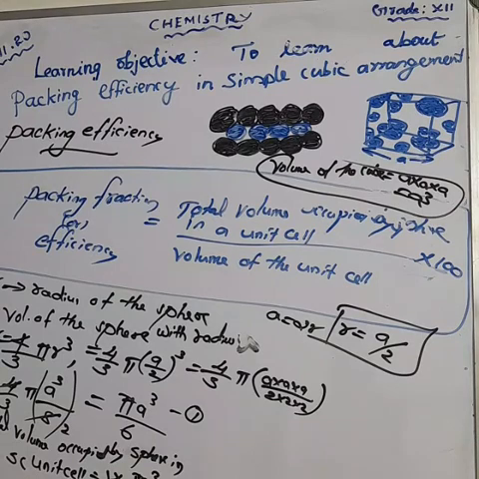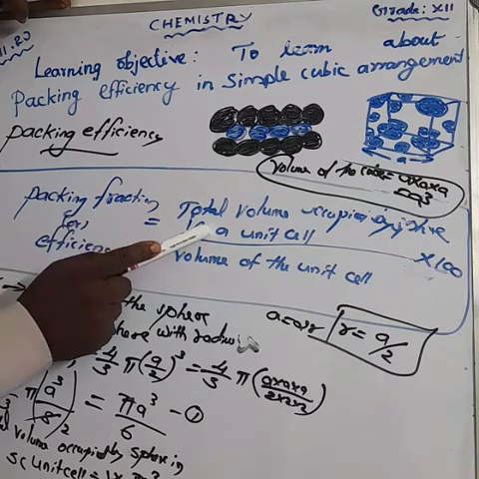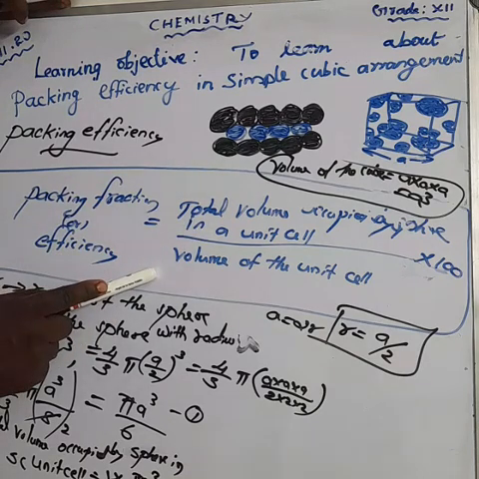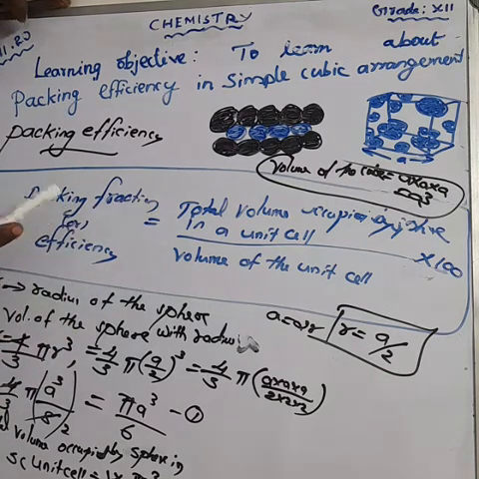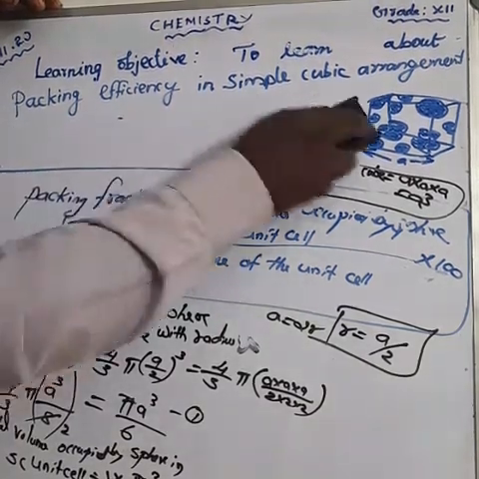Next, from the given formula, the packing efficiency, otherwise packing fraction or efficiency, is equal to total volume occupied by the spheres in the unit cell divided by volume of the unit cell. Okay, you should write that. How much is the total volume as per this formula?